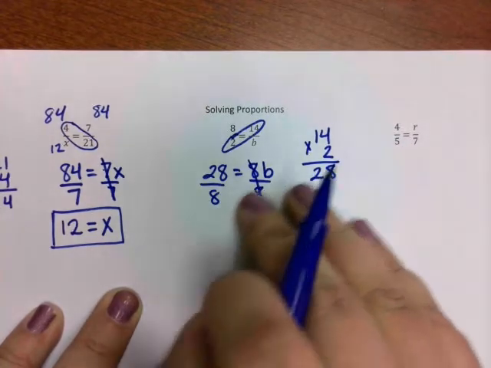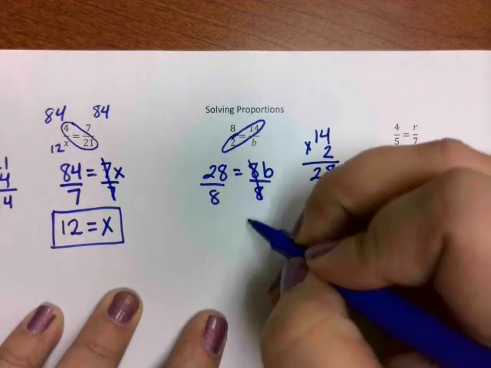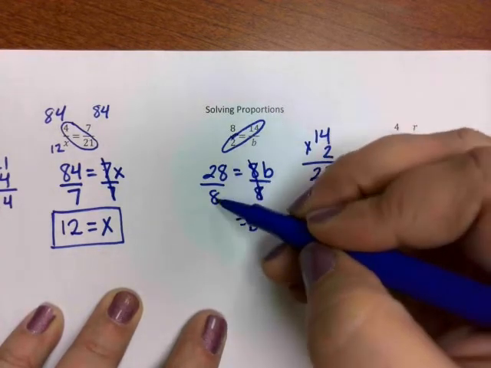And I'm not saying you have to do this step. I'm just showing you what we're actually doing. We're doing the opposite of multiply, which is divide. So b is equal to 28 divided by 8.